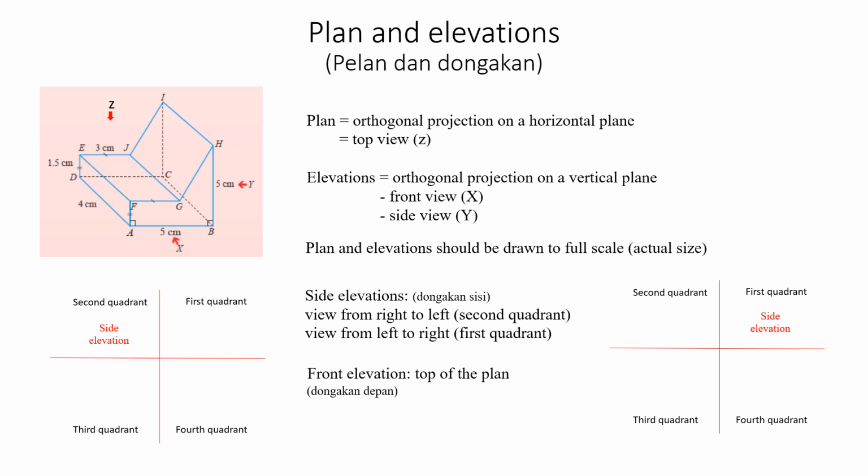And the front elevation is always at the top of the plane, so it should be beside the side elevation, and the plane will be below it. So the front elevation here, and the plane will be in the fourth quadrant. And for this case, the side will be the front elevation, and below it will be the plane. And for the remaining quadrant, just draw a line to represent 45 degrees.